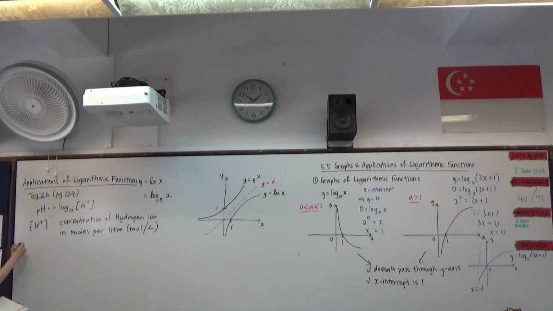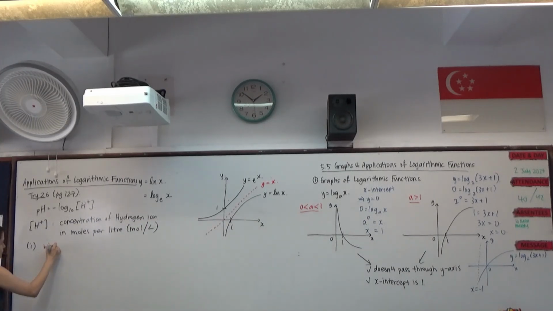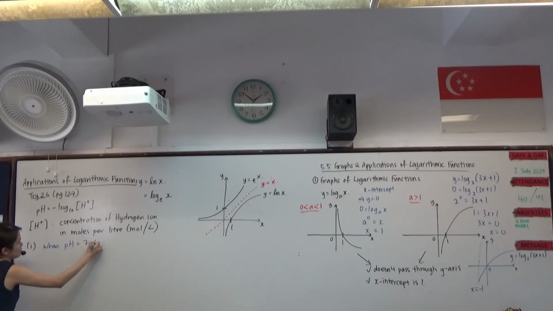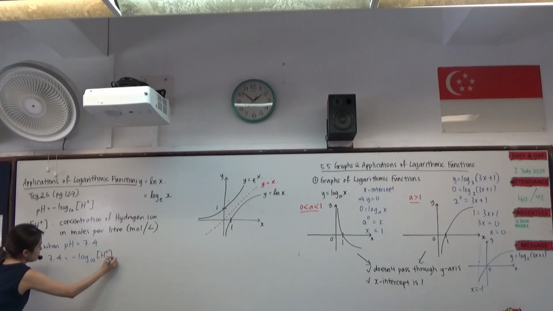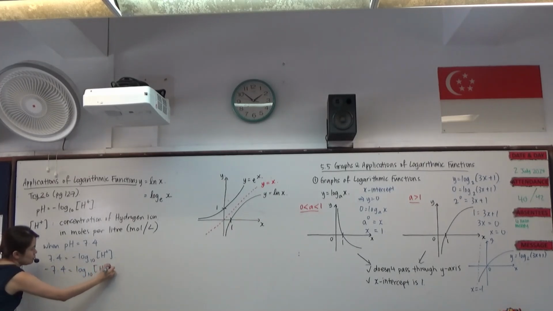So in part 1, the pH of human blood is normally about 7.4. What is the hydrogen ion concentration? They gave you the pH value, which is 7.4, and want you to find the concentration of the hydrogen ion. So how to go about solving this? Bring the negative over first. It will just be your usual solving of a logarithmic equation.